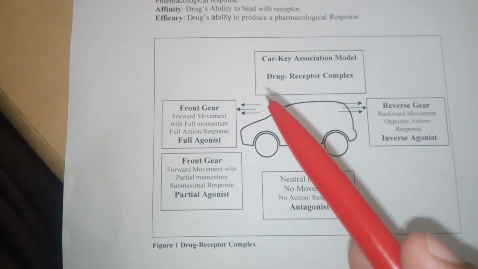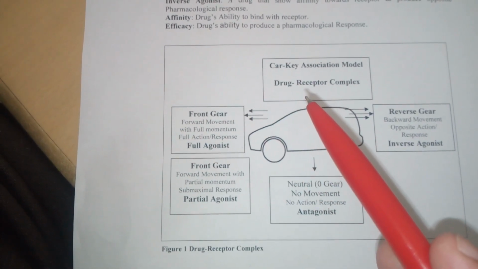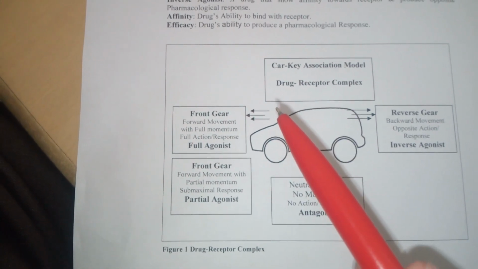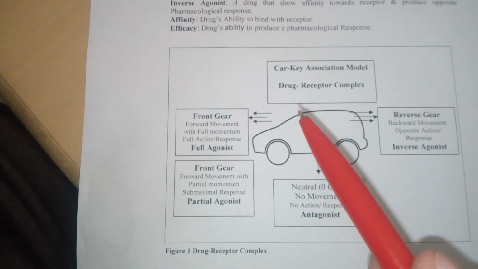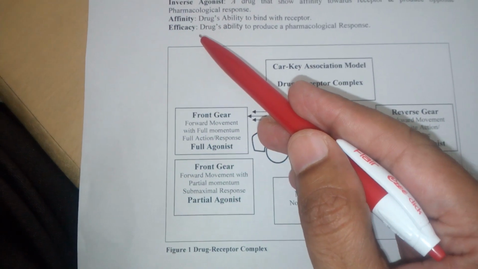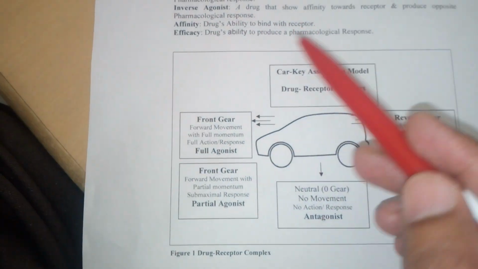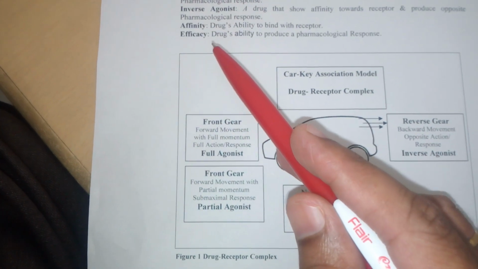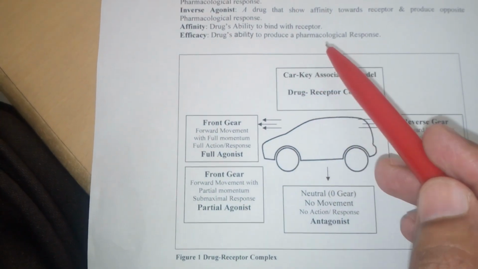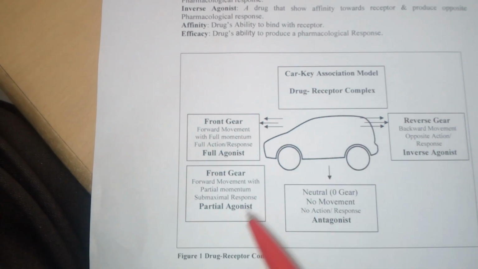To elicit some pharmacological response from the drug, it has to bind to the receptor. Now, drugs and their mechanism can be explained in terms of affinity as well as efficacy. Affinity is a drug's ability to bind with the receptor, whereas efficacy is the drug's ability to produce a pharmacological response. Now, coming to the car association.